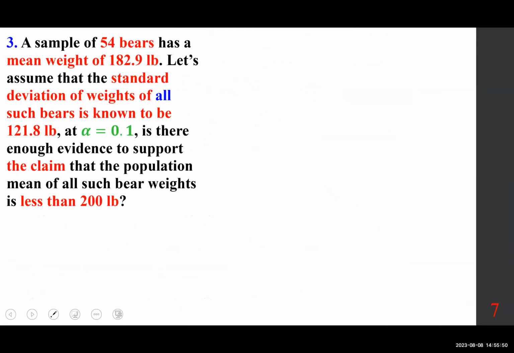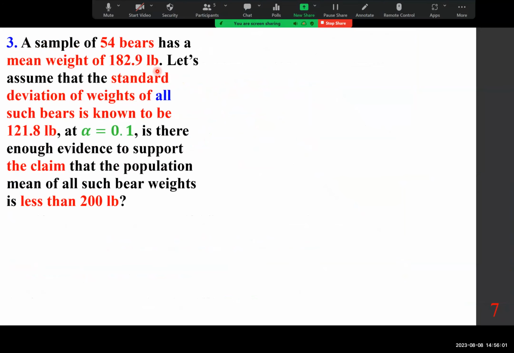Could somebody read this, please? A sample of 54 bears has a mean weight of 182.9 pounds. Let's assume that the standard deviation of weights of all such bears is known to be 121.8 pounds. At alpha 0.1, is there enough evidence to support the claim that the population mean of all such bear weights is less than 200 pounds? Perfect. Again, you're dealing with a word problem.